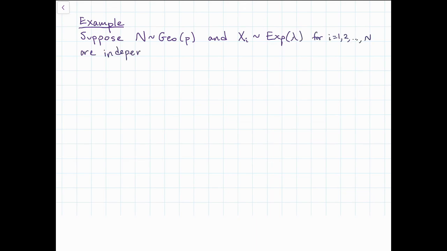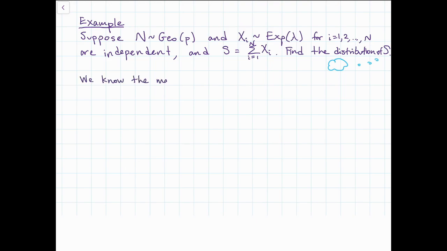Let's look at an example to see how this works in practice. Suppose we have N as a geometric random variable with parameter p, and the Xi's are exponential with parameter lambda for i equals 1 up to N, and they're independent. We'll let S equal the sum as i goes from 1 up to capital N of these Xi's, and we're interested in the distribution of S. See if you can think about this and try to find the moment generating function of S using the technique we described earlier. Give it a try, and then you can follow along with the rest of the video.